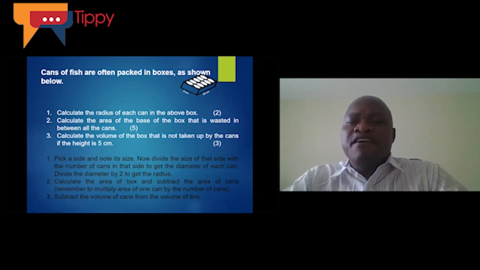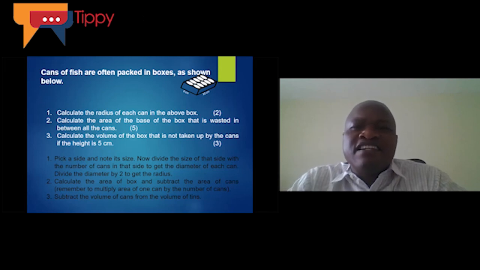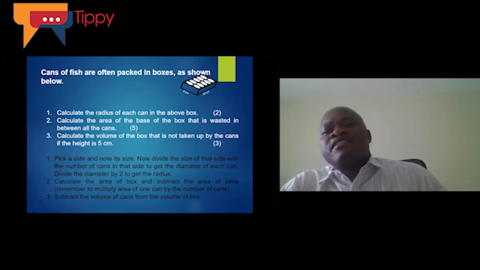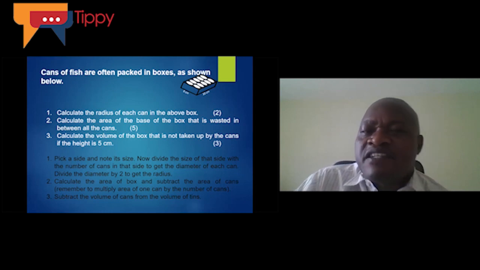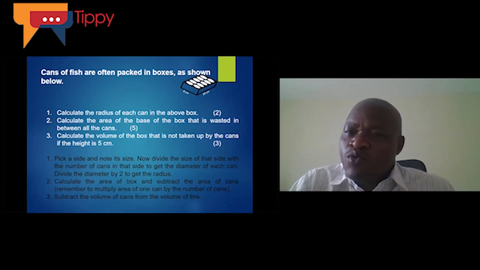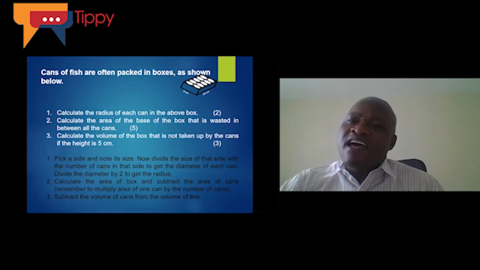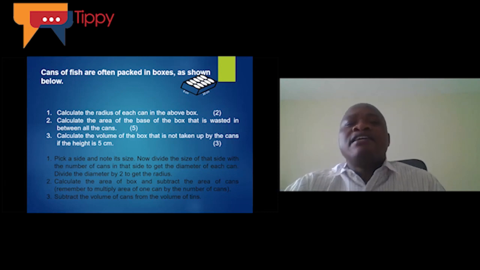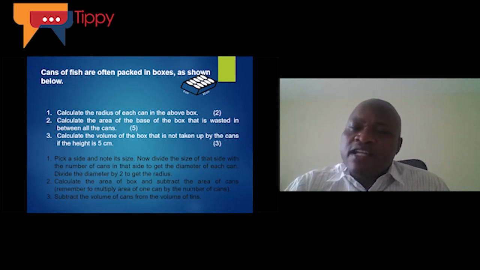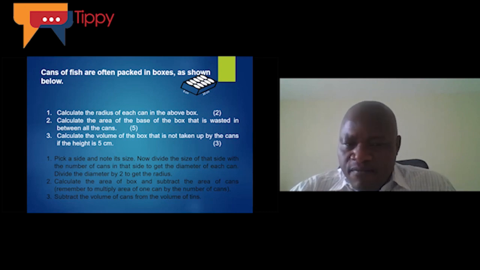So in our case, we have the wasted area at the base that we calculated in question 2, but we can calculate it again. It is the area after subtracting, so the answer to number 2. We're going to multiply it by 5, because the answer to number 2 is the wasted area at the base. We multiply it by the perpendicular height, which is 5 centimeters, to get the volume that is wasted or not taken up.